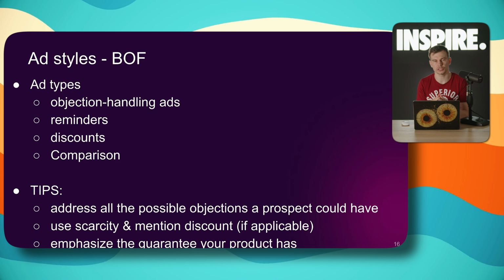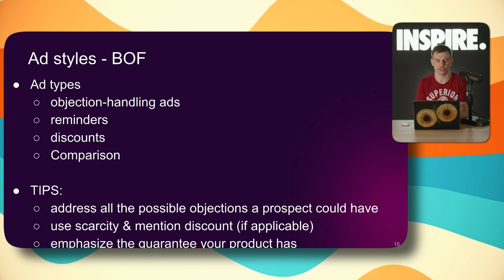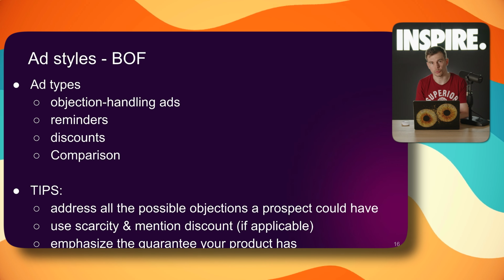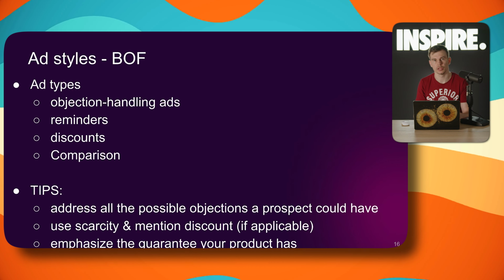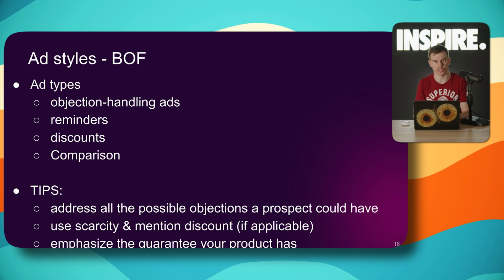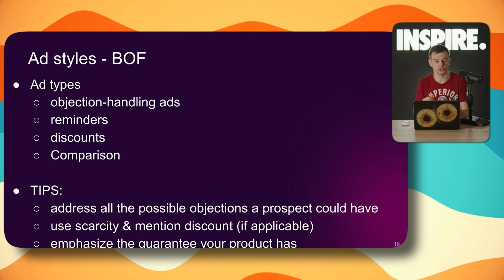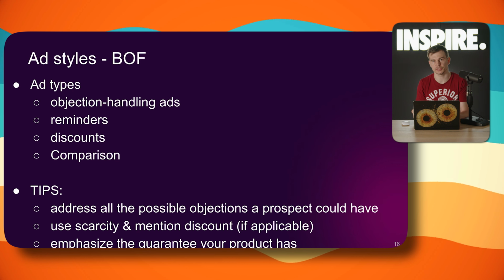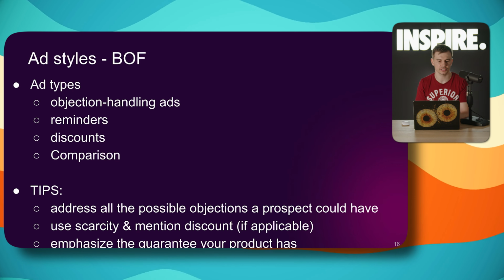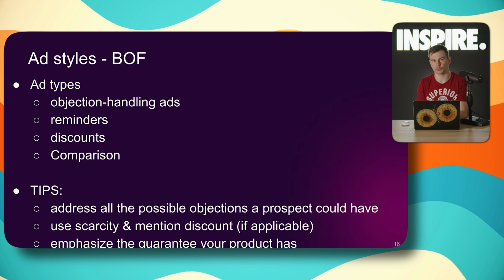You want to address all the possible objections a prospect would have. You can go through your comment section to understand why people are doubting this could be the product for them, and you want to address those either in comments or in your next ads. You want to use scarcity and mention discount if this is applicable to your product, and you want to emphasize the guarantee your product has.